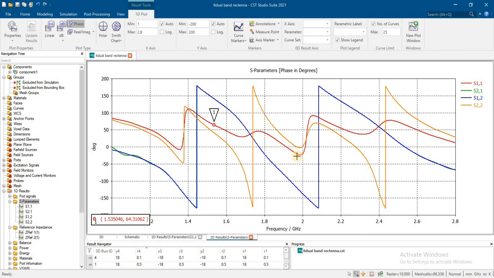Then we are going to explain the results of a unit cell, how we can read and understand the results of unit cells, and we can adjust and optimize according to the requirement.